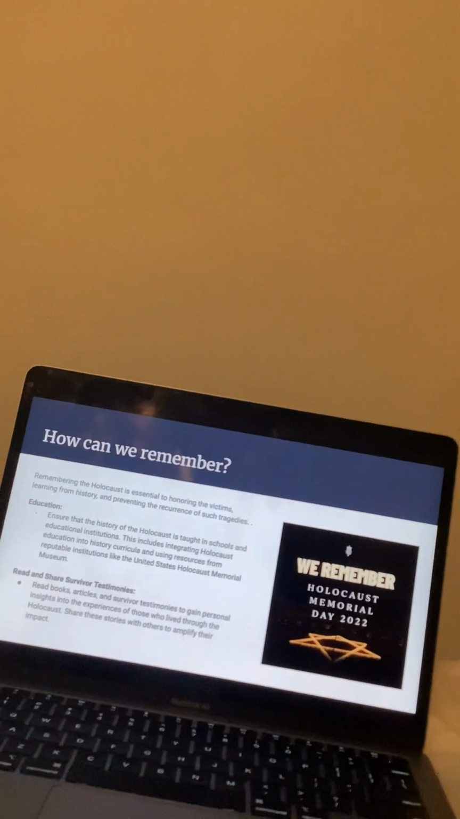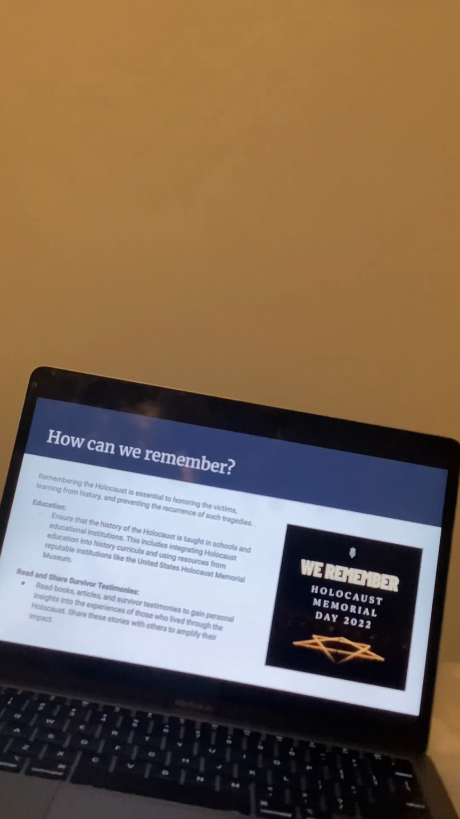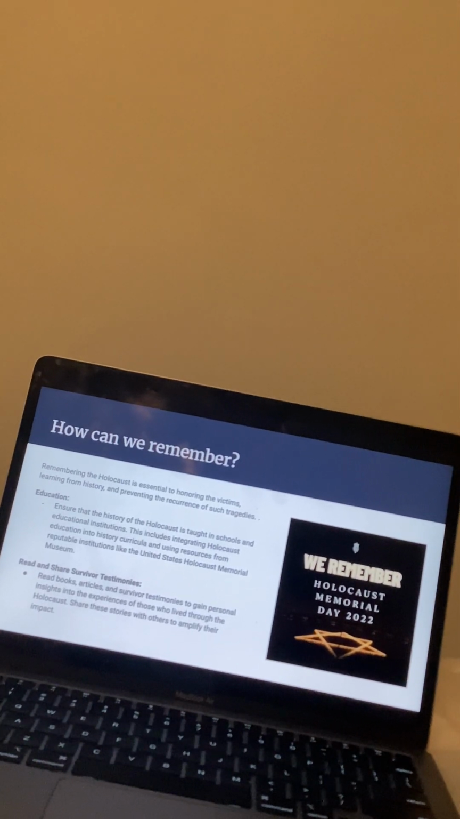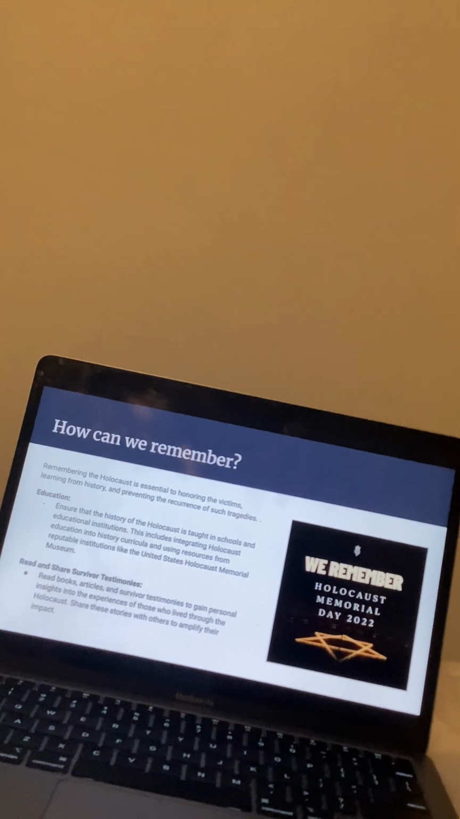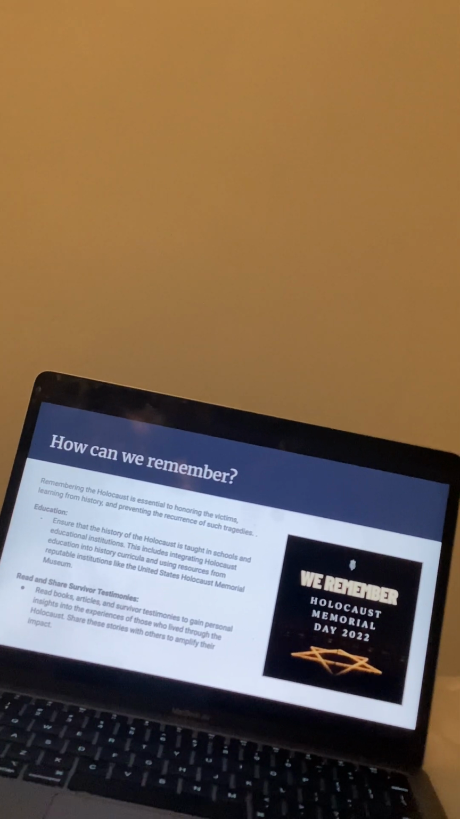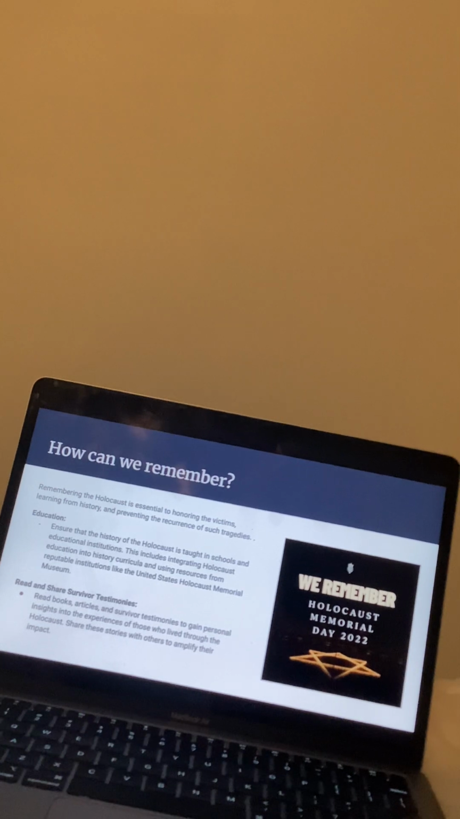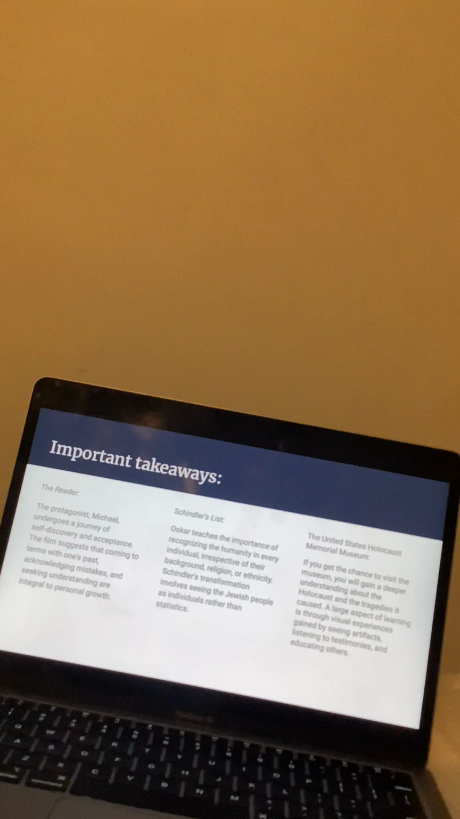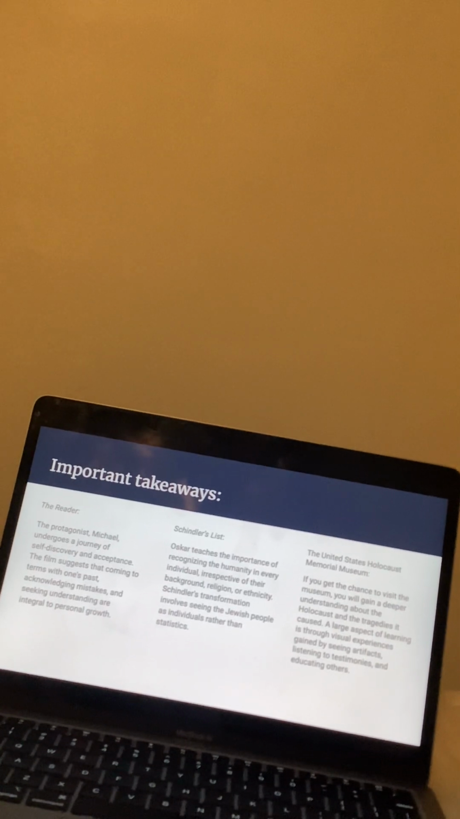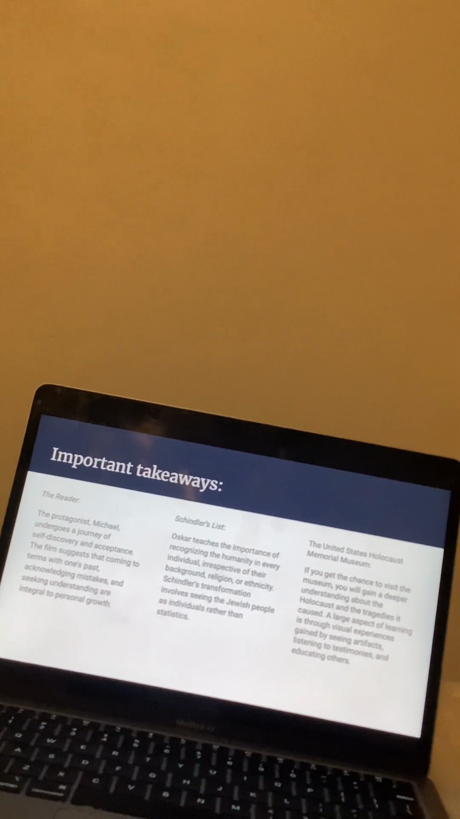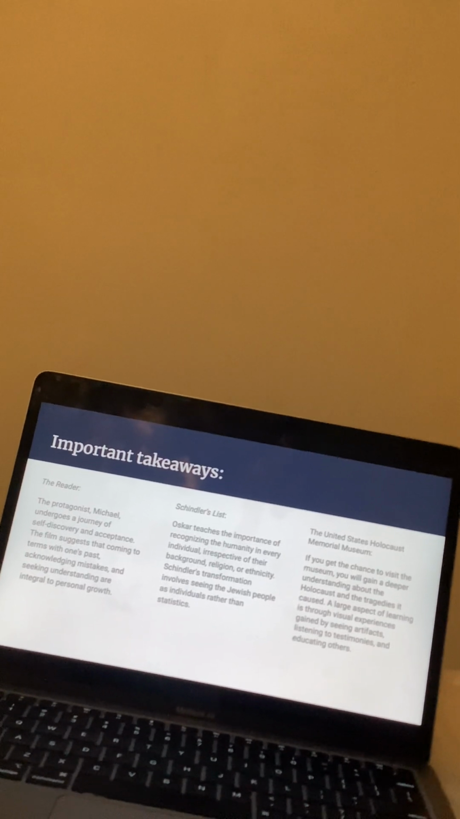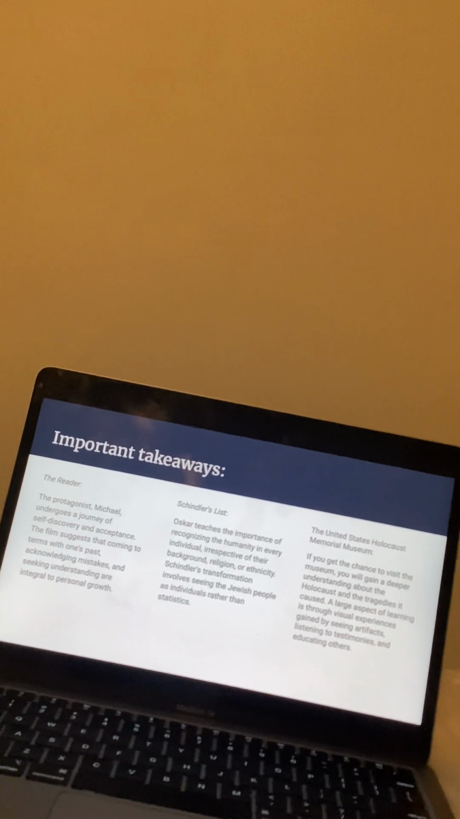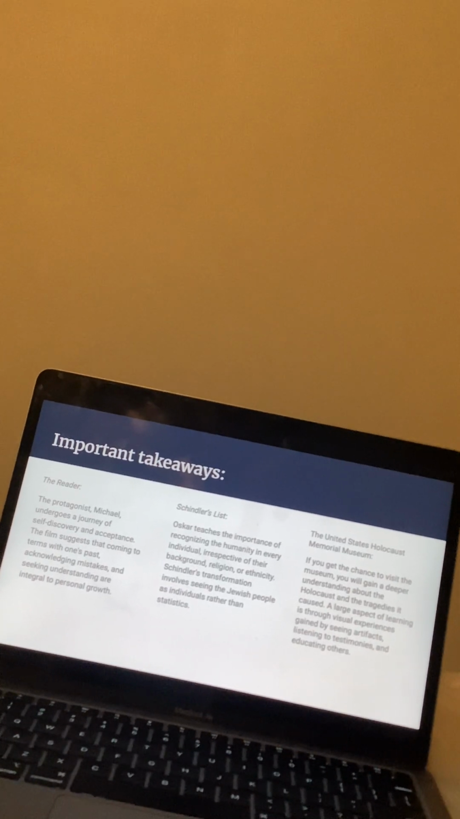So, how can we remember? Remembering the Holocaust is essential to honoring the victims, learning from history, and preventing the reoccurrence of such tragedies. Education is a crucial part of remembering, and sharing survival testimonies is also very important. Important takeaways include that in The Reader, the protagonist, Michael, undergoes a journey of self-discovery and acceptance, and we can be like Michael by coming to terms with one's past, acknowledging mistakes, and seeking understanding for personal growth.